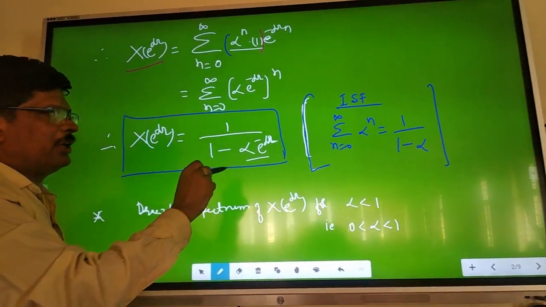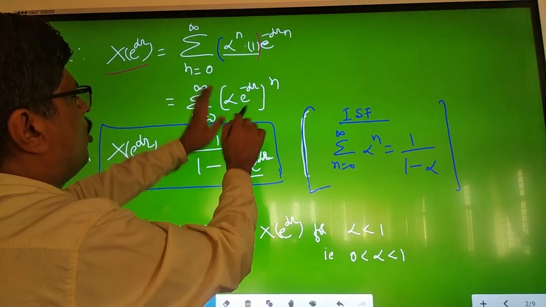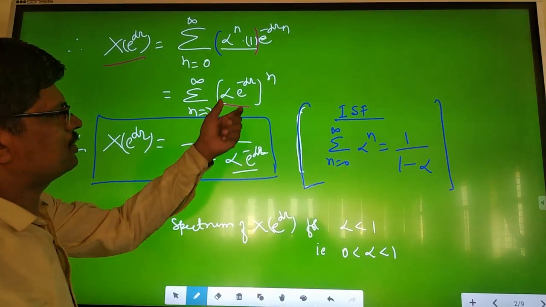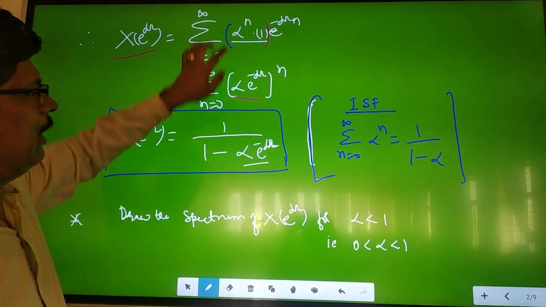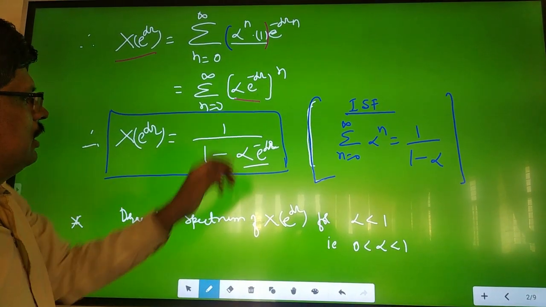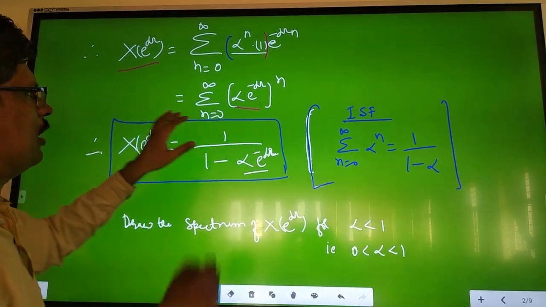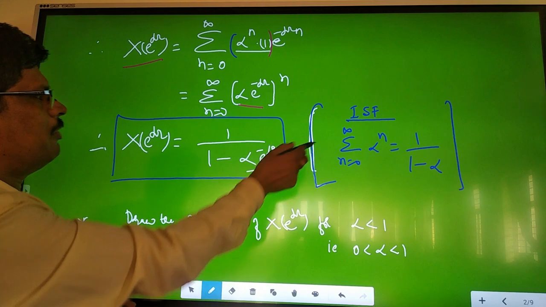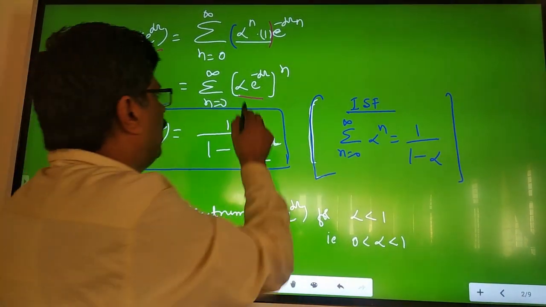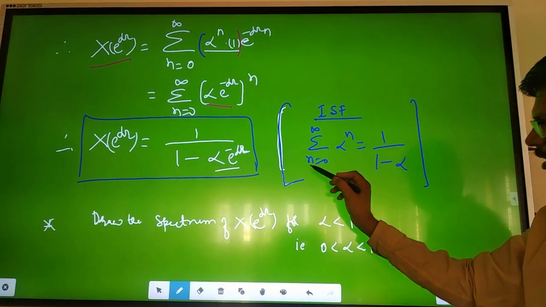Now, immediately simplify this. Summation n is equal to 0 to infinity of alpha into e power minus j omega, to the power n. I am writing this equation like this: alpha e power minus j omega to the power n. Right? In this form, alpha to the power n form, I apply the formula. The infinite sum formula exists; we have used it 100 times.